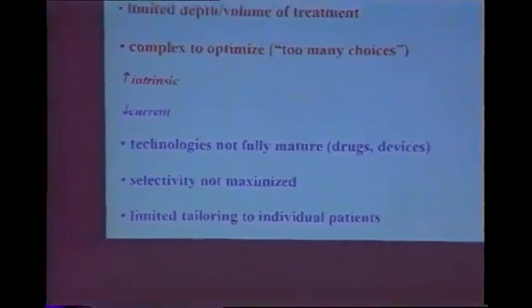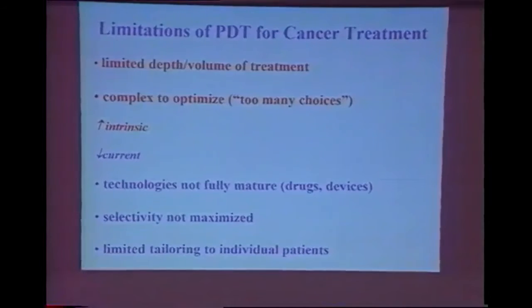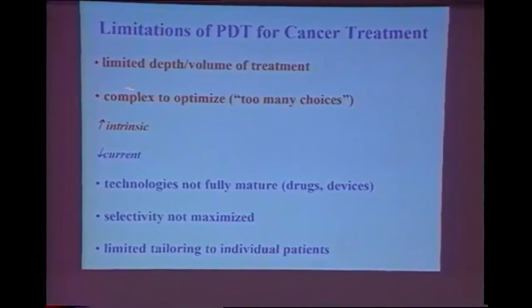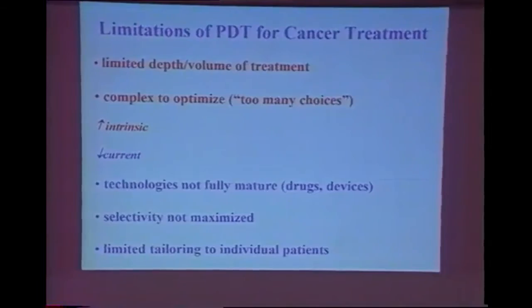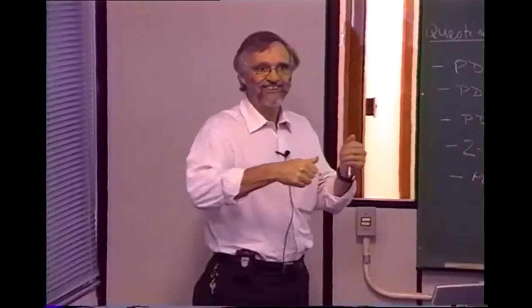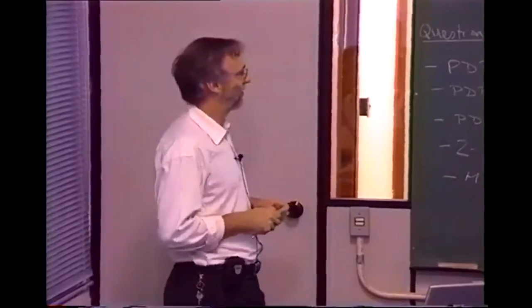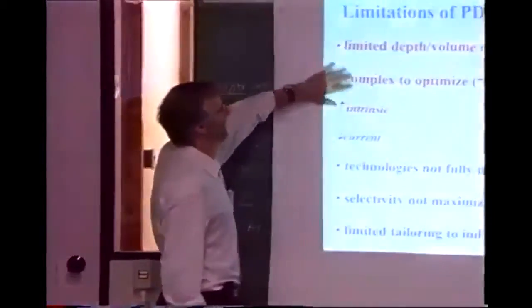Limitations. This is not as easy as radiation because there's a limited depth and volume of treatments. You can't put light here and get it to go through to the other side, so you have to worry about how to deliver the light. And it's complex. There's too many choices. If you give radiotherapy, there's one parameter to vary, how many rads. Here you have to worry about the drug, the time interval, the wavelength, how much light, and so on. So it's difficult to optimize PDT for clinical use. And those are intrinsic. That's not going to change.